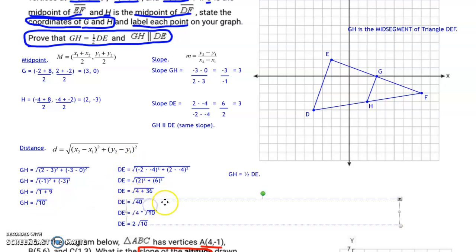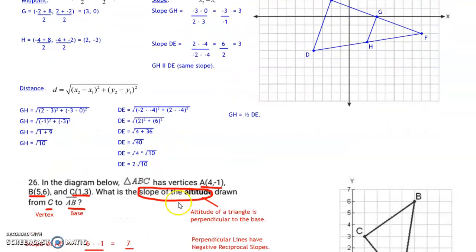I know that the square root of 40 has a perfect square inside of it. It has the square root of 4 inside of it. So the square root of 40 is equal to the square root of 4 times the square root of 10. That means 2 radical 10 is DE. Well, it looks like GH is radical 10. DE is 2 times radical 10, which means DE is twice as big, or in other words, GH is half of DE. GH is half of DE. So I'm able to prove that just like that.